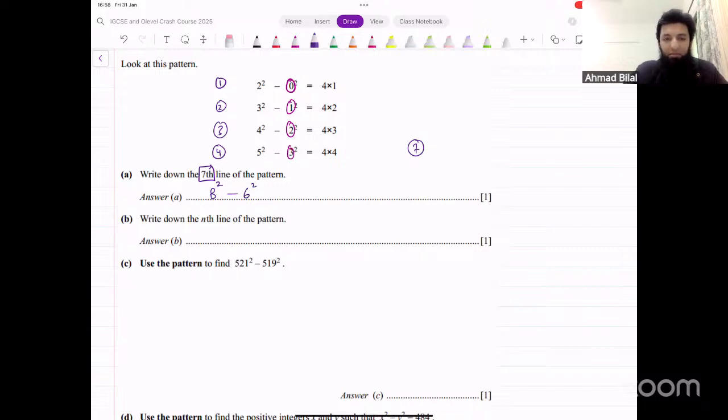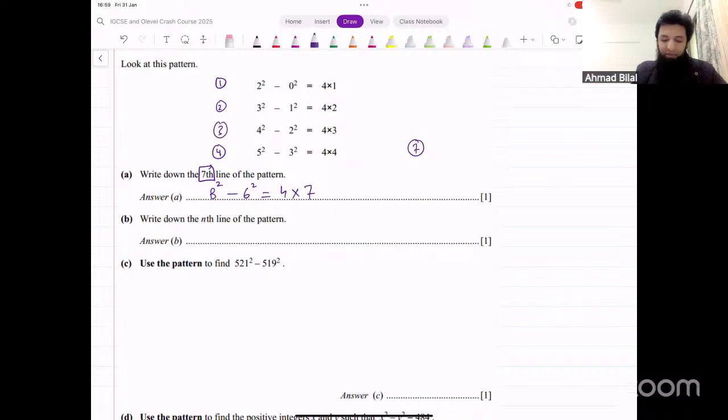Okay. That equals 4 times 4, 4 times 3, 4 times 2, 4 times 1. Okay, so the first number is not changing. The first number is remaining the same in all of those rows. So the first number is 4. But the second number is changing. That's 1, 2, 3, 4. What does that give us? In the 7th row, it should be 7. So you have 8 squared minus 6 squared. That equals 4 times 7. That's the 7th line of this pattern. Okay.